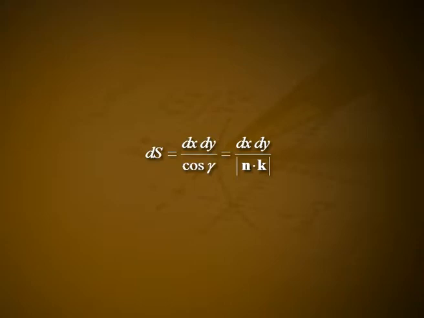Hence, dS is equal to dx dy by cos gamma, which is equal to dx dy by |n·k|, where k is the unit vector along the z axis. Hence, the double integral over S of f·n dS is equal to the double integral over R of f·n dx dy by |n·k|, where R is the orthogonal projection of the surface S on the xy plane.